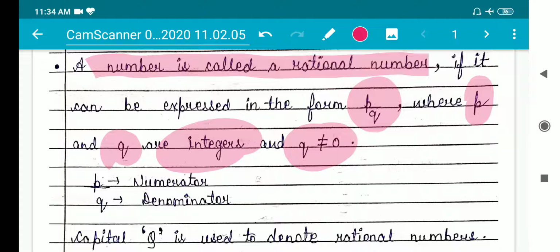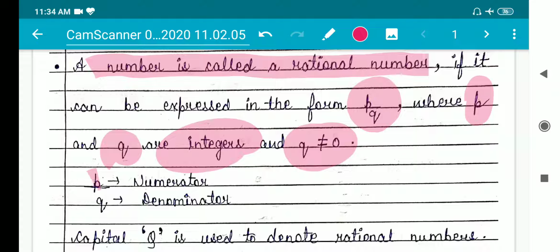Now a question arises: what is an integer? All the positive and negative numbers that we can represent on the number line are called integers, like minus 1, 2, 3, 4, 5, 10, minus 10, etc.